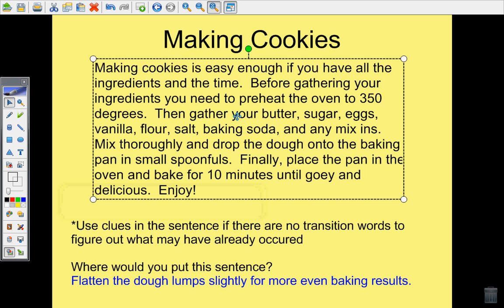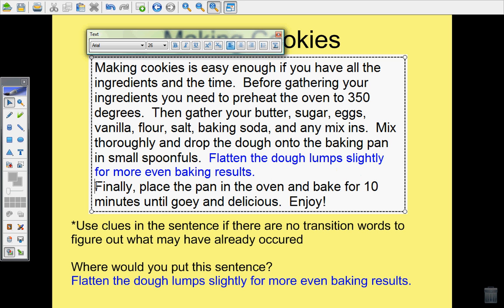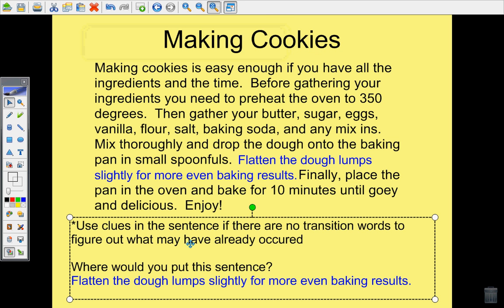I'm going to take this sentence and see where we can move it. Well, in my story here, when I'm gathering my ingredients, it's not dough yet. When I mix thoroughly, I finally have dough, but it's just dough sitting in a pot. That's not what I want. I want it to be in lumps on the pan. Now here it says drop the dough onto the baking pan in small spoonfuls. I know that if I drop them in small spoonfuls, it's going to have little lumps. I'm guessing I'm getting pretty close. My last sentence starts with the word finally. Finally tells me I should be at the very end. So I have to put my sentence before finally, before I start baking. So I'm thinking I would put my sentence right here. Let's see if that makes sense.